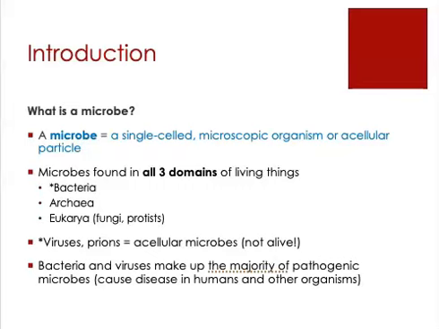You'll notice that I have an asterisk next to the bacteria and the viruses, and that's because it turns out that bacteria and viruses make up the majority of the pathogenic microbes that we'll be discussing this term. A pathogen is simply an organism that's capable of causing disease in humans and other living things.